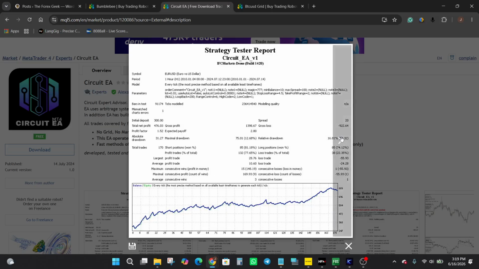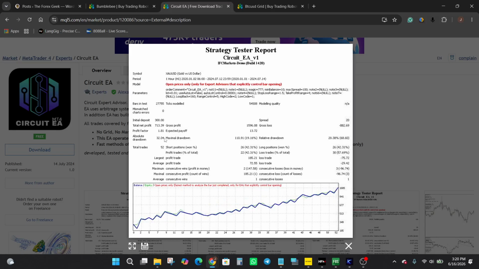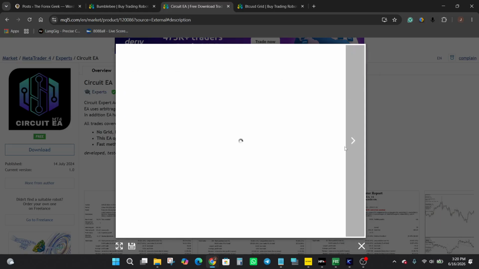All right, so now let's also see what we have here. This is for GBPUSD. Total net profit 494.54, win rate 83.16%. This is for XAUUSD. 713.39 profit, 42.31% win rate. Okay, the gold's win rate seems to be lower.